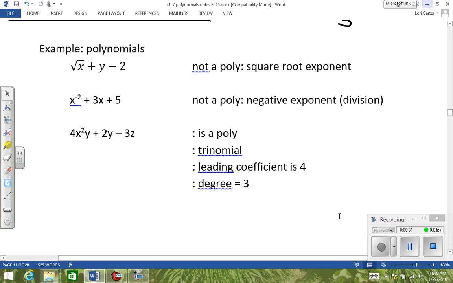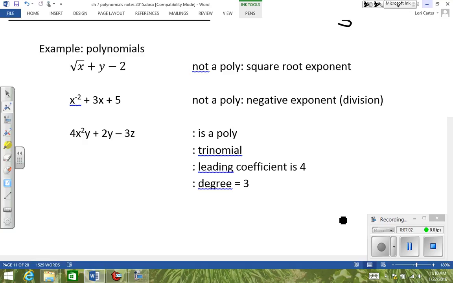I have 3 examples. Square root of x plus y minus 2. Is it a polynomial? No. Why? Not because there's only 3 terms; that could be a trinomial. It's because of the square root. The reason is that in all polynomials, exponents have to be positive whole numbers.